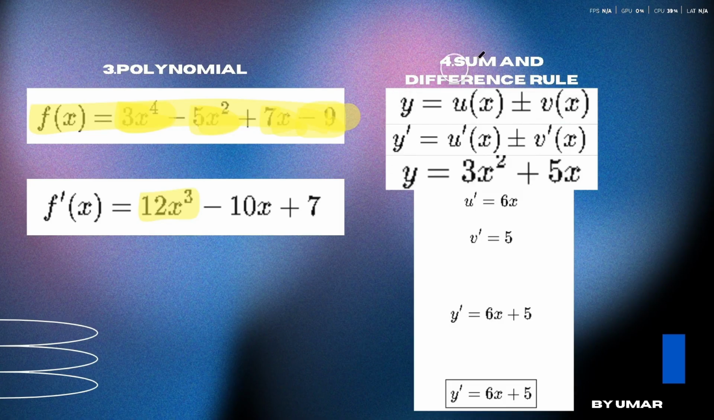So for number 4, sum and difference rule, we have this equation. Basically, with the sum and difference rule you can differentiate addition and subtraction separately. So if we have y equals, or f(x) equals, 3x to the power of 2 plus 5x, we can differentiate these two terms separately. So 3x to the power of 2 is u, and 5x is v. We can differentiate 3x to the power of 2, which is 6x, plus 5x, which is 5. And then the derivative of y is 6x plus 5.